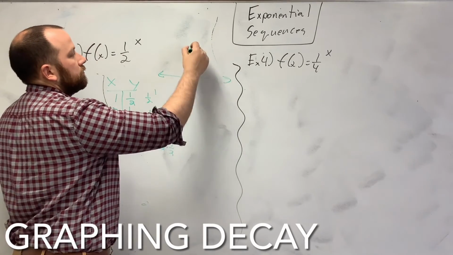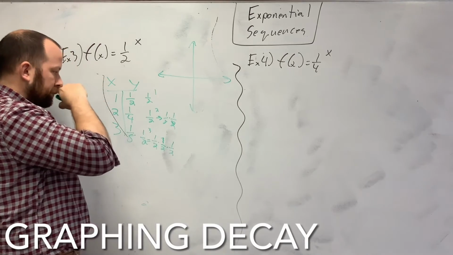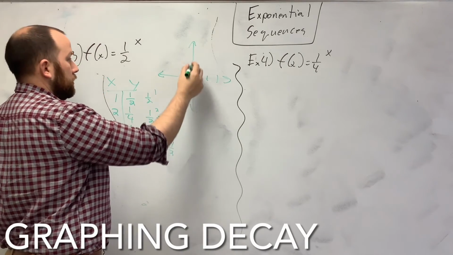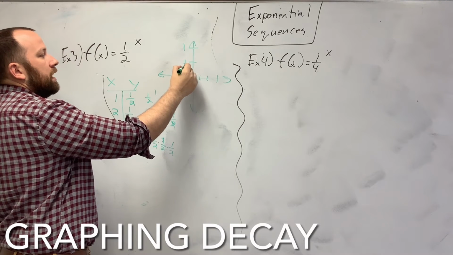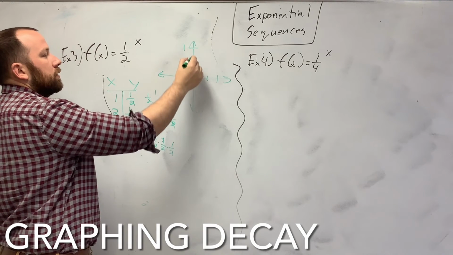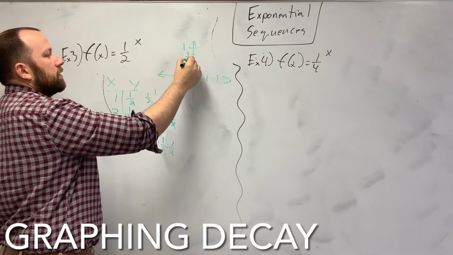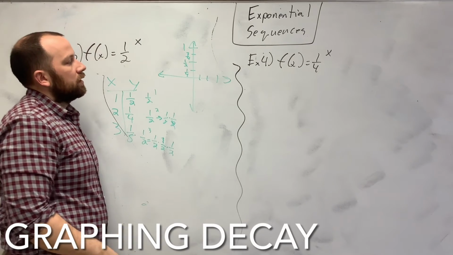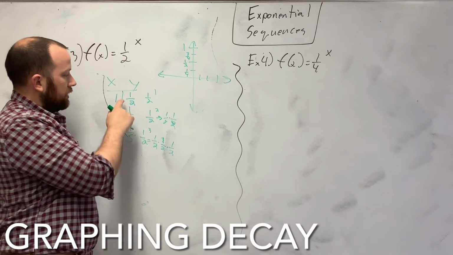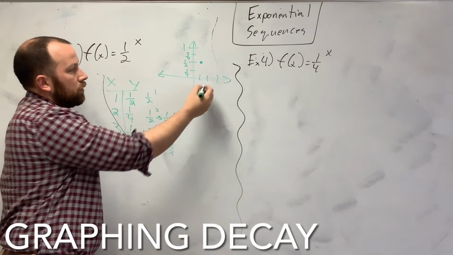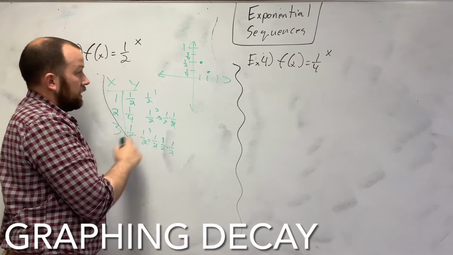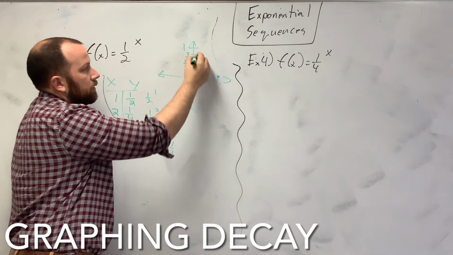Graph it. 1, 2, 3. Call this 1. 1/2. 1/4. All right, now we graph it. So at 1, we're at 1/2. At 2, we're at 1/4. And at 3, we're at 1/8.